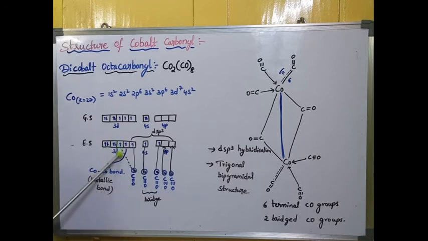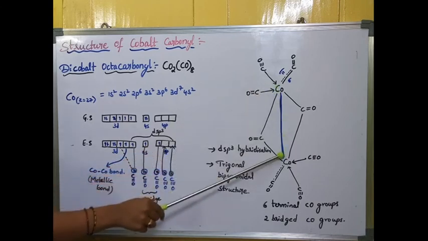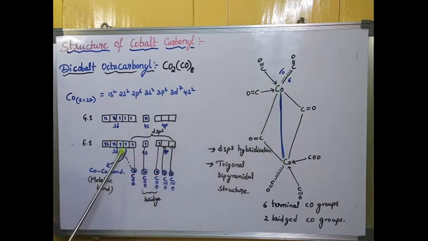You can see these two are not involved in the hybridization; the remaining 5 orbitals are involved in hybridization. This unpaired electron is involved in the Co-Co metallic bond. Next, one CO group which has a pair of electrons will donate one electron to this orbital and one electron to this orbital, which is not involved in the hybridization. This forms a pi bond and this forms a sigma bond. You can see this bond formation clearly.